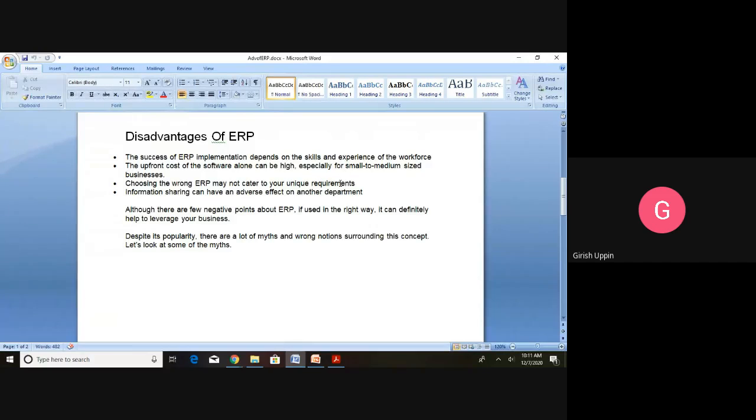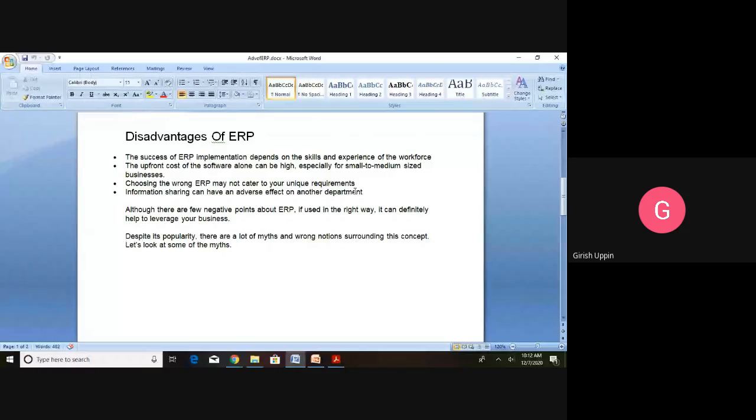Upfront cost of the software alone can be high, especially for small to medium sized businesses. Another big problem with ERP implementation is the cost of the software and the cost of the implementation. If you are aware of SAP, PeopleSoft, Oracle Financials, these are the different software available. Licensing those is very expensive, and the initial cost is huge, and it can be a significant amount if the organization is small scale or medium scale.